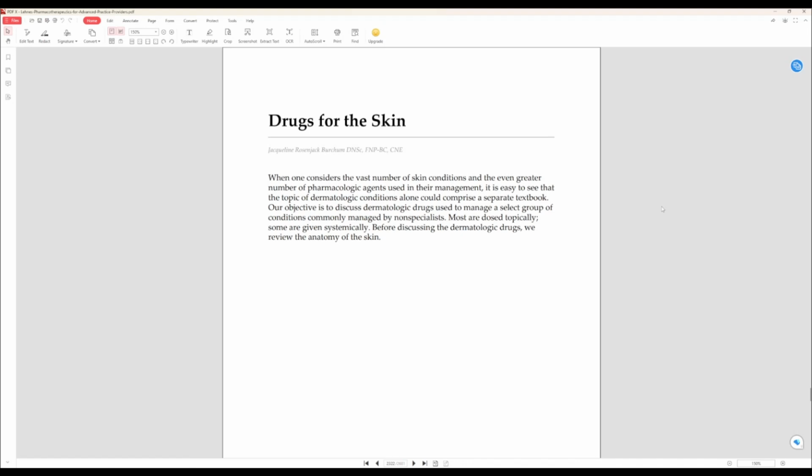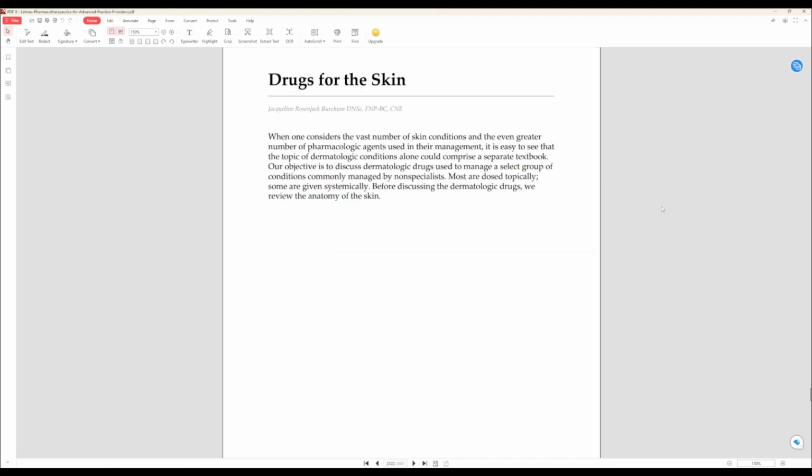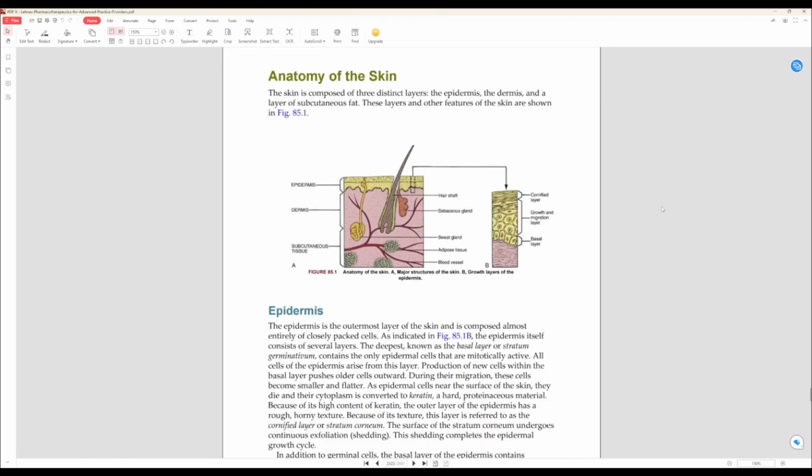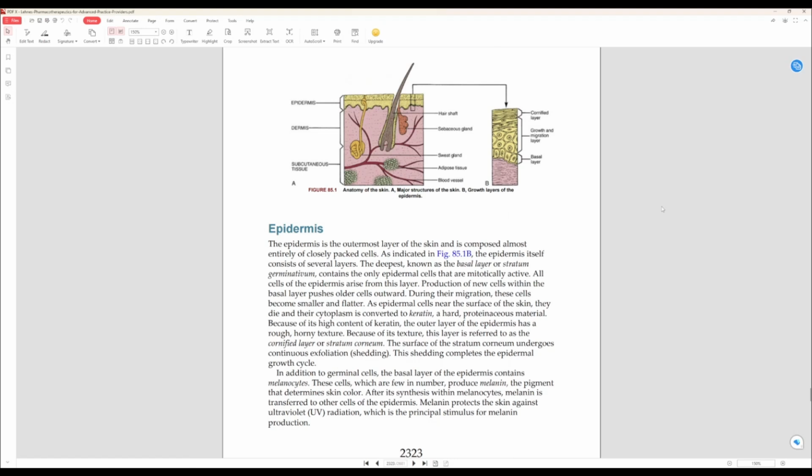Before discussing the dermatologic drugs, we will review quickly the anatomy of the skin. So, the anatomy of the skin. The skin is composed of three distinct layers. We have the epidermis, the dermis, and the layer of subcutaneous fat. These layers and other features of the skin are shown in the following figure. For those of you who need a quick refresher for your pathophysiology and anatomy, take a look here. Hit pause. So, we'll briefly speak on the epidermis.